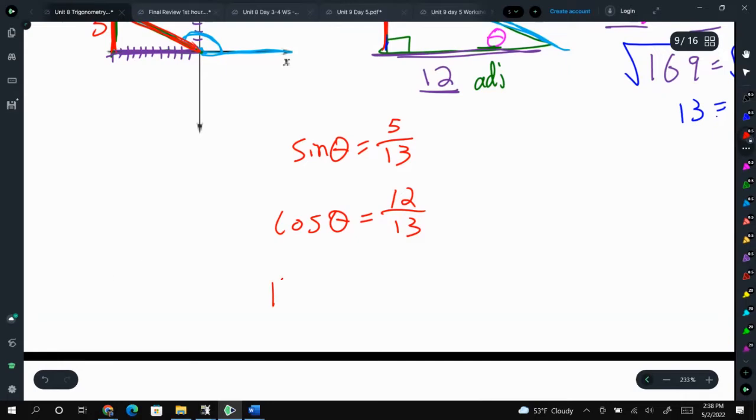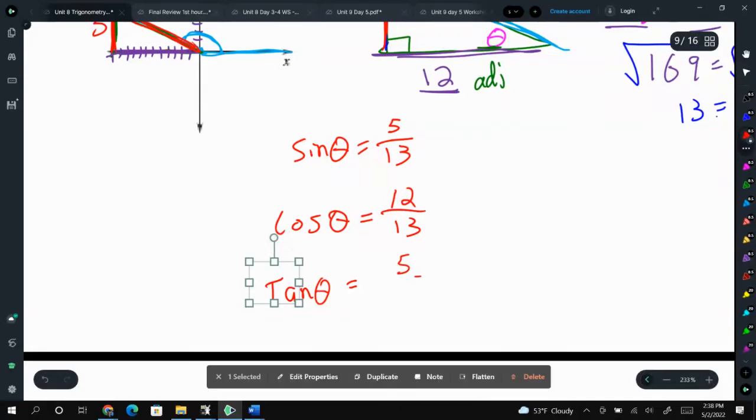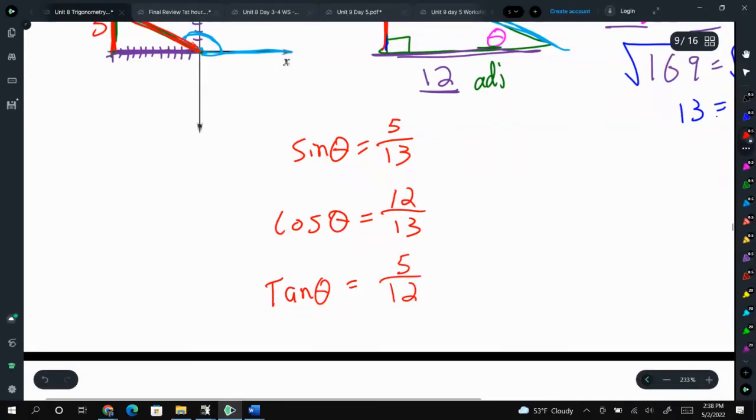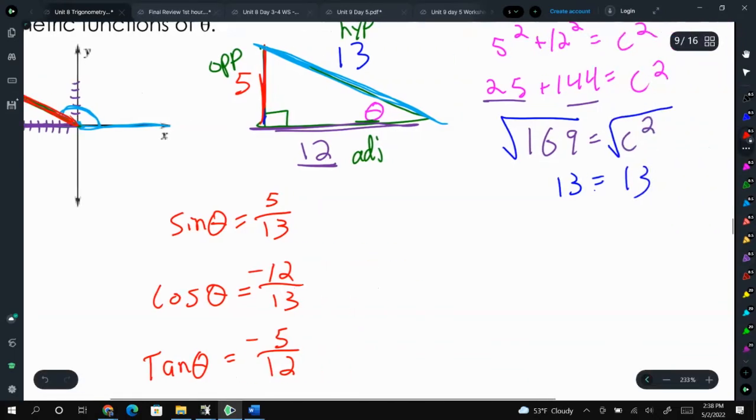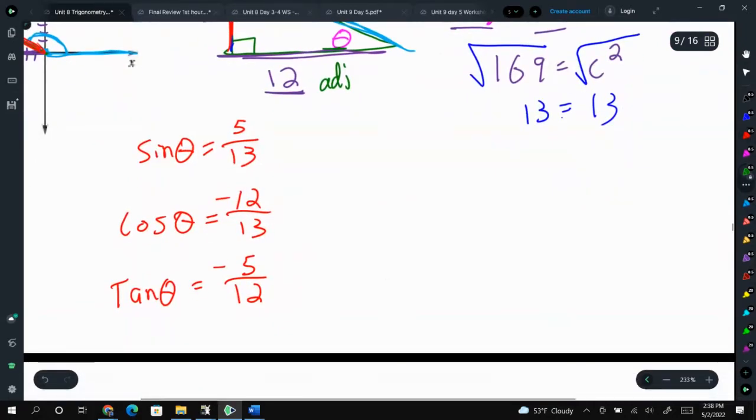And then tangent of theta. Tangent is opposite over adjacent, so 5 over 12. Now, like I was saying, because we are in quadrant 2, that means cosine is negative. And that's going to make tangent negative, because remember, tangent is sine over cosine. If cosine is negative, that means tangent will be as well. And then cosecant is going to be sine flipped, so 13 over 5.